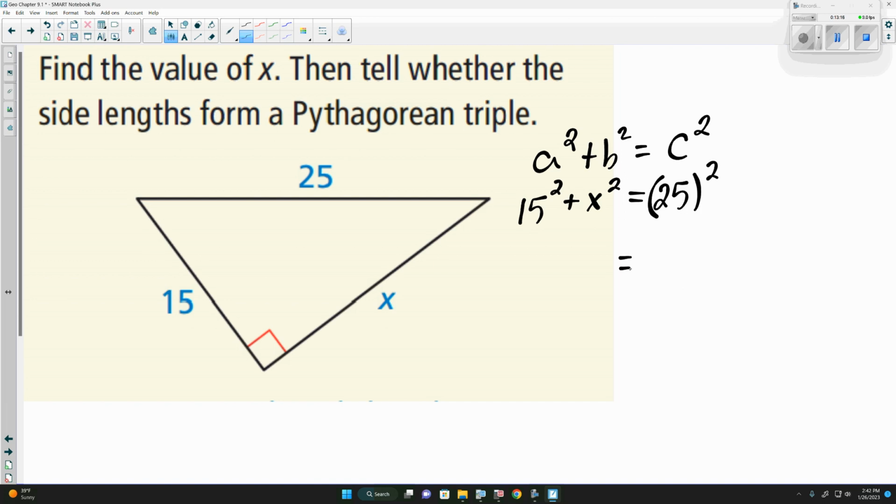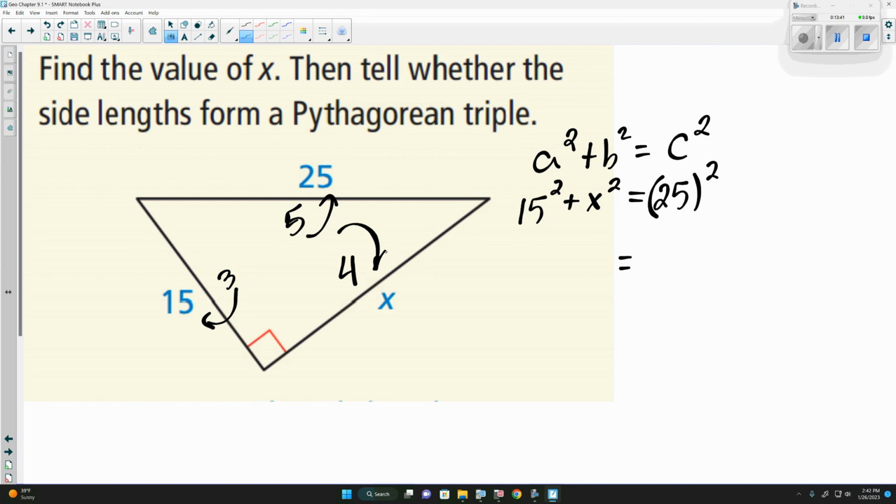Yes. 3, 4, 5, one of our Pythagorean triples, yes? What times 3 is 15? 5 times 5 is? So 3, 4, 5. That's not 4. 5 times 4 is 20.